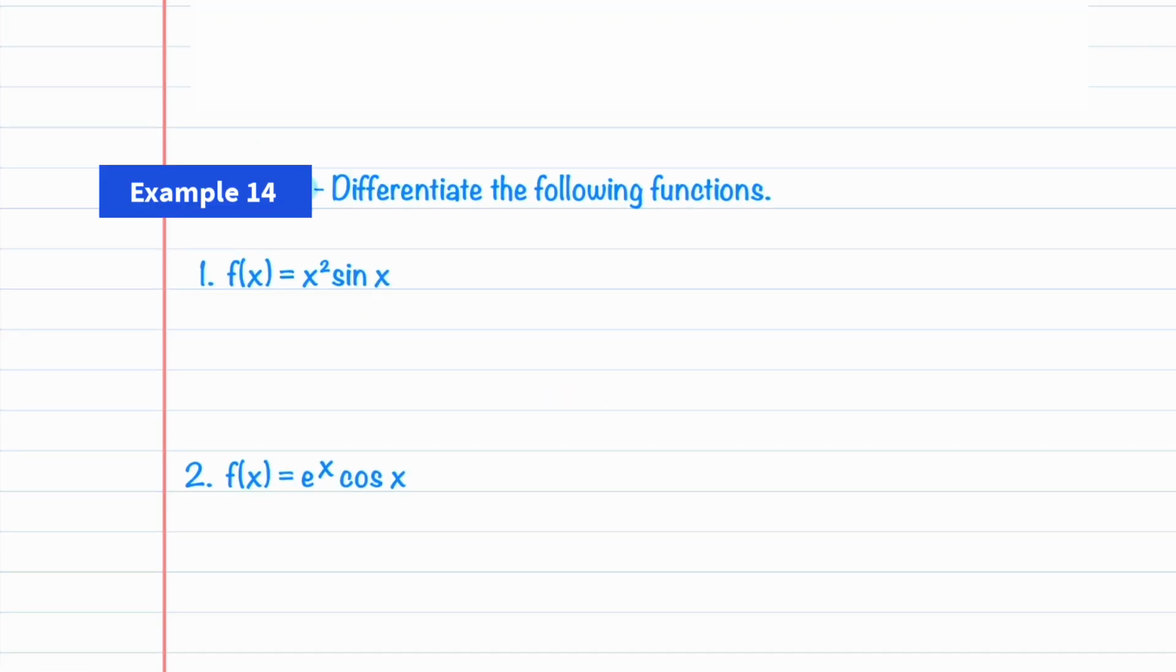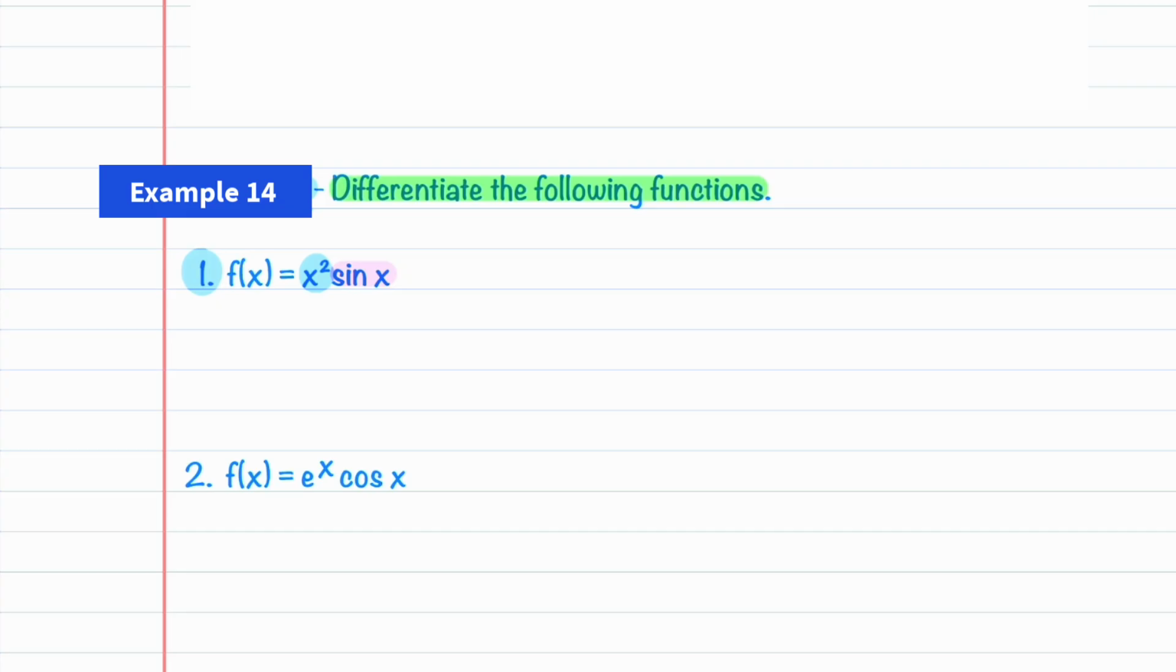Let's now walk through some examples where we are going to differentiate the following functions. In our first example, we have f of x is equal to x squared times sine x. Notice that this function has two pieces, the x squared piece and the sine x piece.